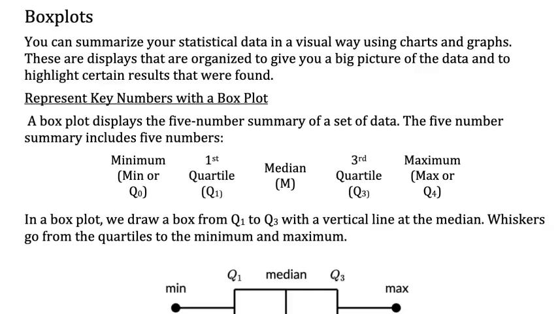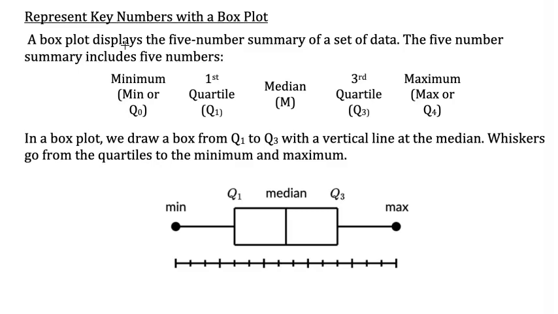Box plots are one type of graph we use to summarize and display statistical data. They give us a big picture of the data and highlight certain results that have been found. Box plots display the 5-number summary, which is the minimum value, the first quartile, the median, the third quartile, and the maximum.